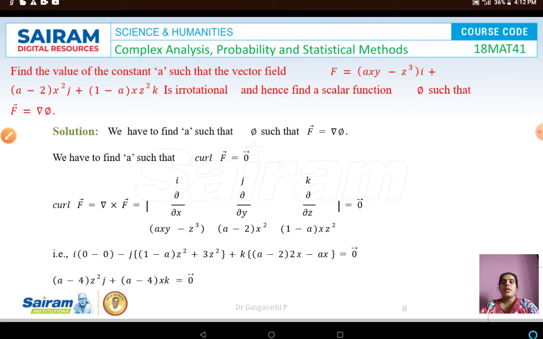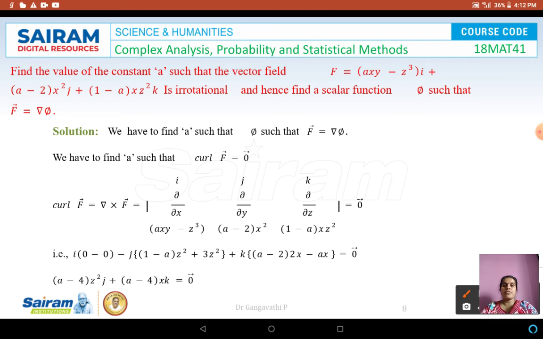So here there are 2 parts of the problem. One is we have to find the value of a with the condition that the given vector is irrotational, and then we have to find the function phi by using vector f is equal to grad phi.